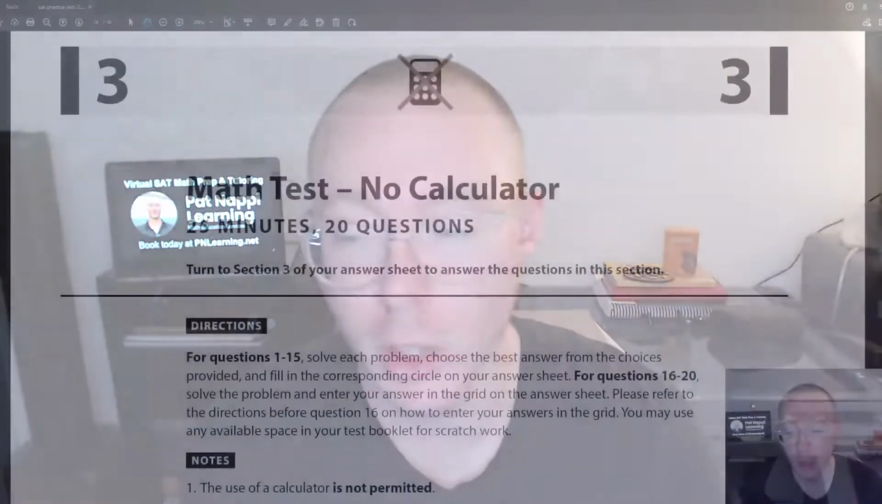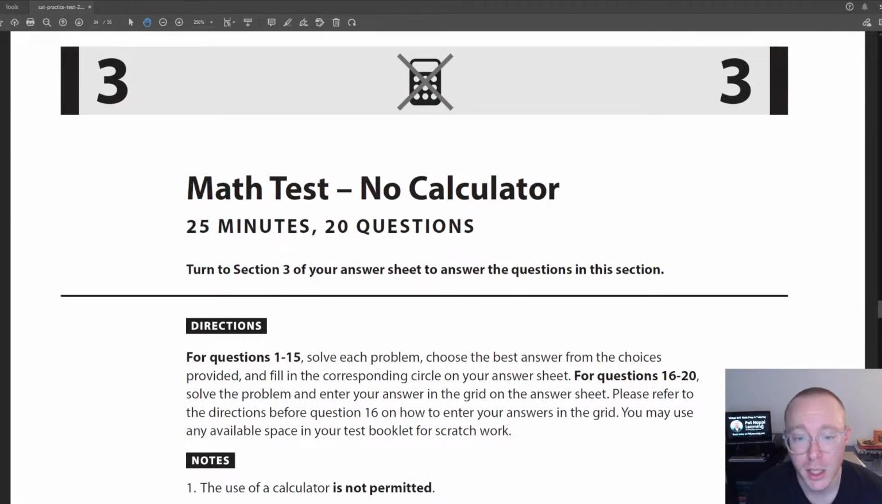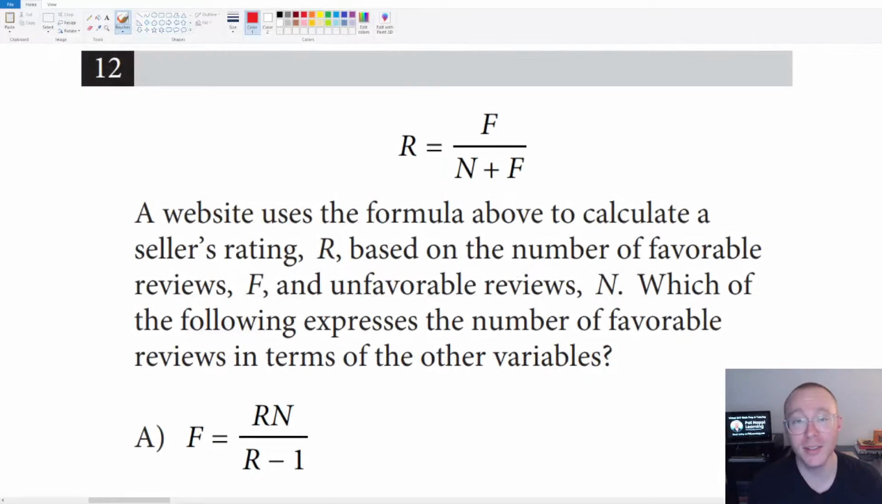We're currently going through part 3 and we are up to number 12. Reminder, this is a non-calculator question, so we won't really be needing one for this one anyway, because the entire question is in letters. Sounds like fun. All right, let's try it out.